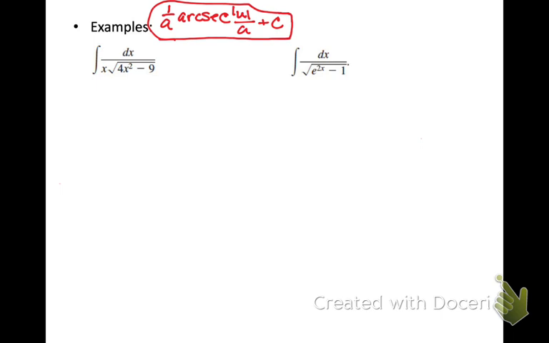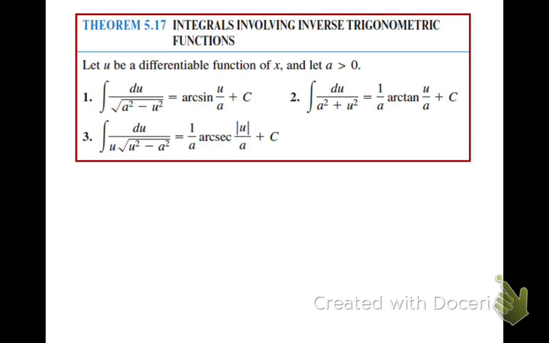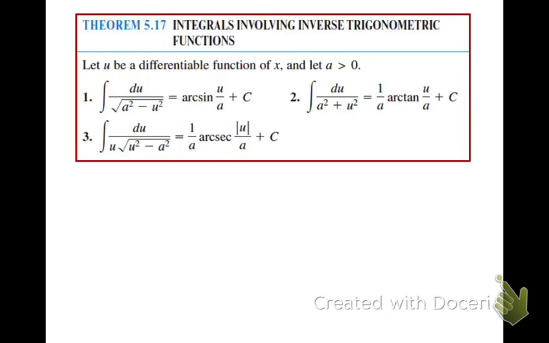Looking at rule number 3, that's what we said it fit, correct? This number right here is u squared, and this number right here is a squared. We need to find a and u. So how do we find a and u from u squared? You take the square root.